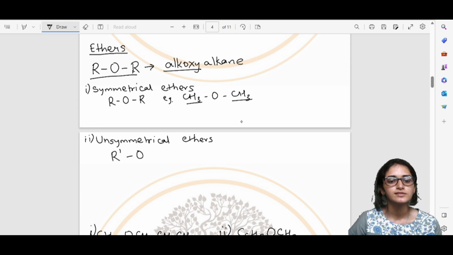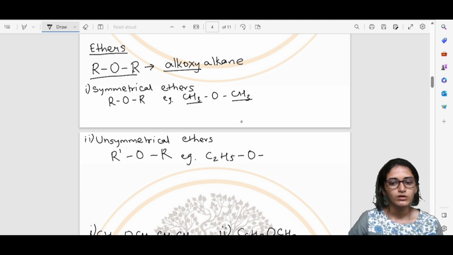So I will write this R group as R dash and this as R. So if both the R groups are different, then it is called unsymmetrical ethers. So an example here will be C2H5OCH3. Okay, so these are the examples of unsymmetrical ethers.